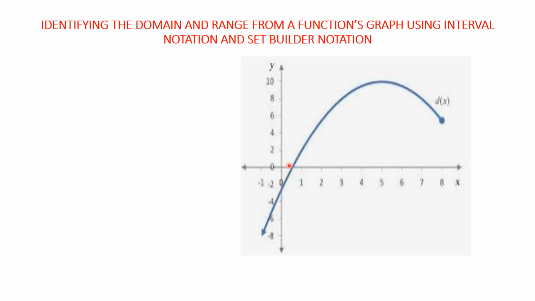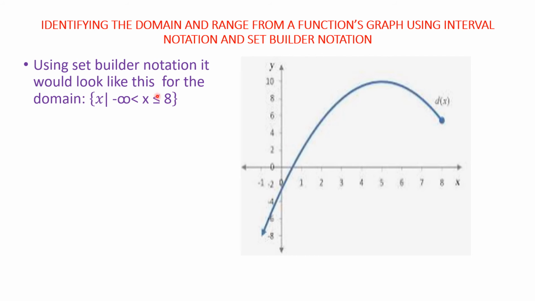So the representation is going to be, for example, in set builder notation. If we use the set builder notation, then we're going to express the fact that the graph starts from the point 8, including the point 8, and it goes all the way until negative infinity, not including negative infinity. That can be expressed as the set of all x's such that, where the vertical line means such that, x is greater than negative infinity, less than or equal to 8.